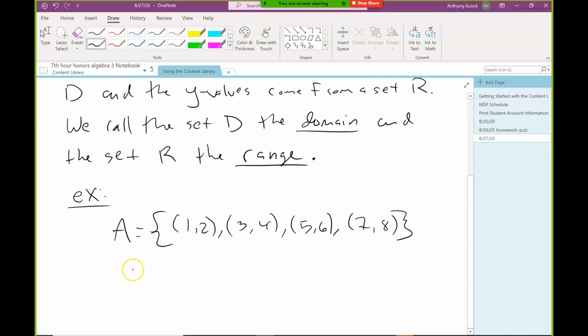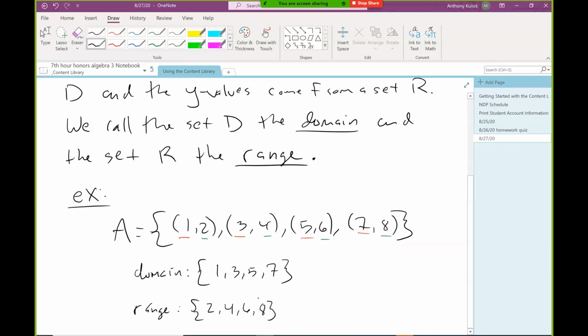So for this relation, what would we say the domain is? There are the x's, so that would be 1, 3, 5, and 7. Everybody's okay there? The range is just the y's, so the range would be 2, 4, 6, and 8. Everybody okay with that idea?